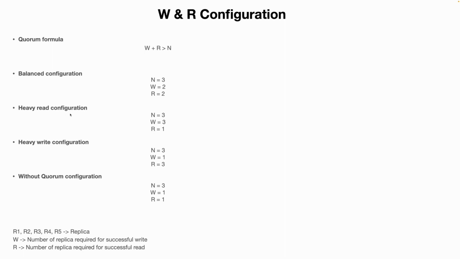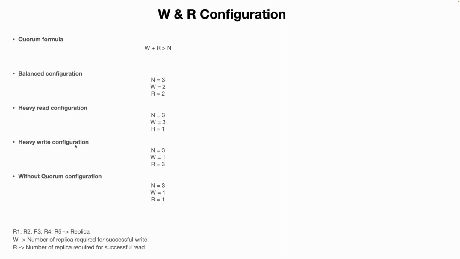Heavy read configuration: a system where we get high reads should be a fast read system. For that, where n is equal to 3, we configure w as 3 and r as 1. In that way we can read data from any node, but in this system our writes are very slow.